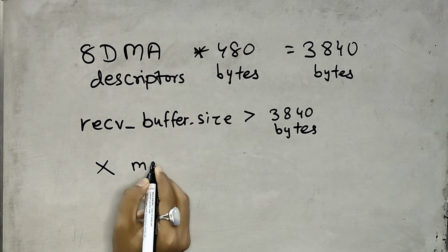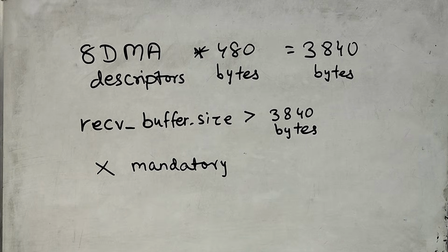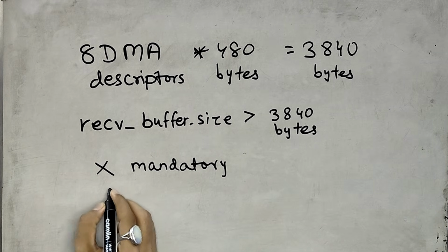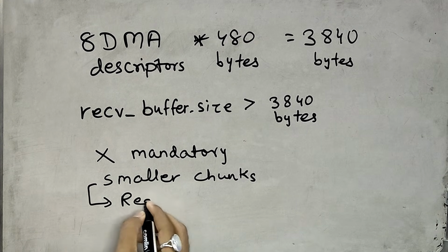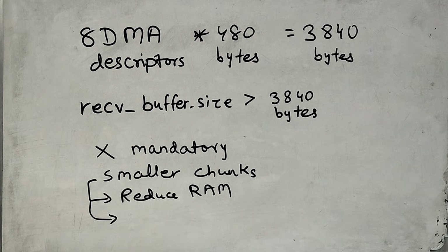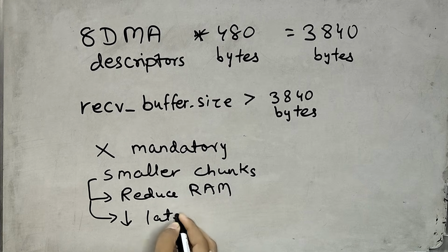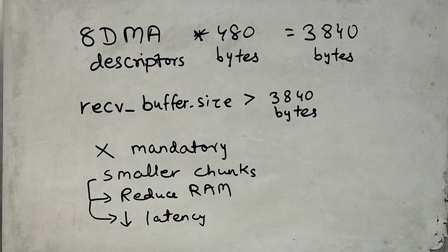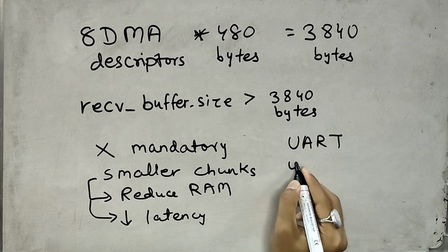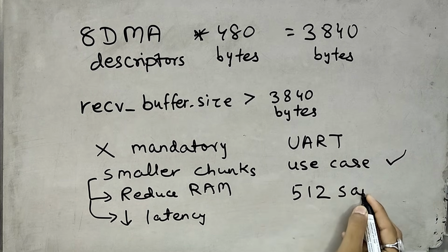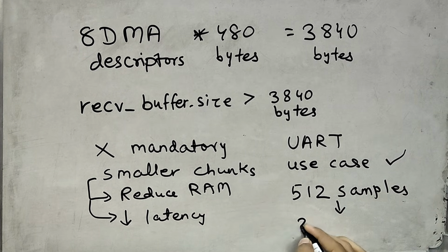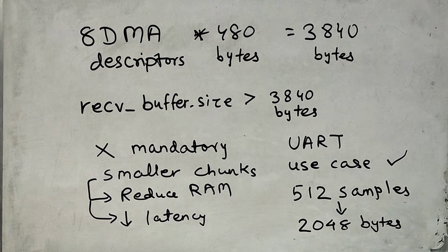In most streaming use cases, we do not read all DMA buffers at once. Instead, we read a smaller chunk of data more frequently. This helps in saving RAM and reducing end-to-end latency. In our use case, the audio data is immediately transmitted over UART, so it makes sense to keep the application buffer smaller and stream continuously. Therefore, we chose 512 samples per read, which corresponds to 2048 bytes. This buffer size is sufficient for our application, while the DMA descriptors handle any timing jitter in the background.